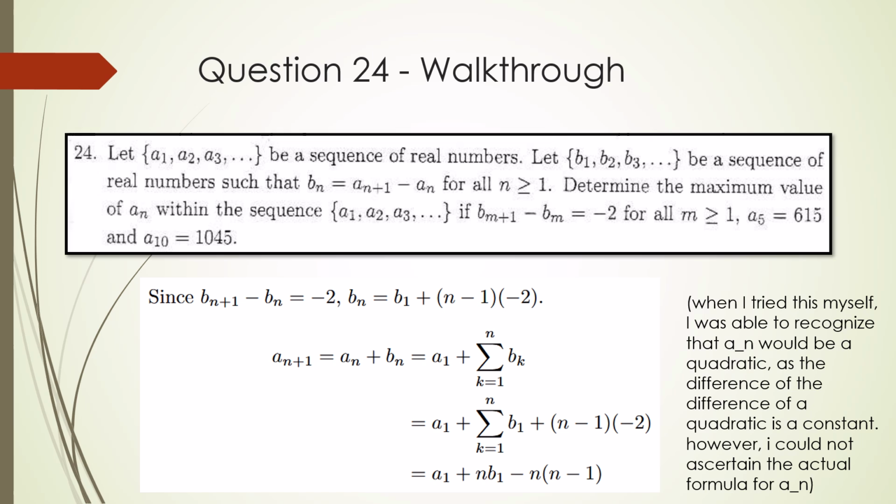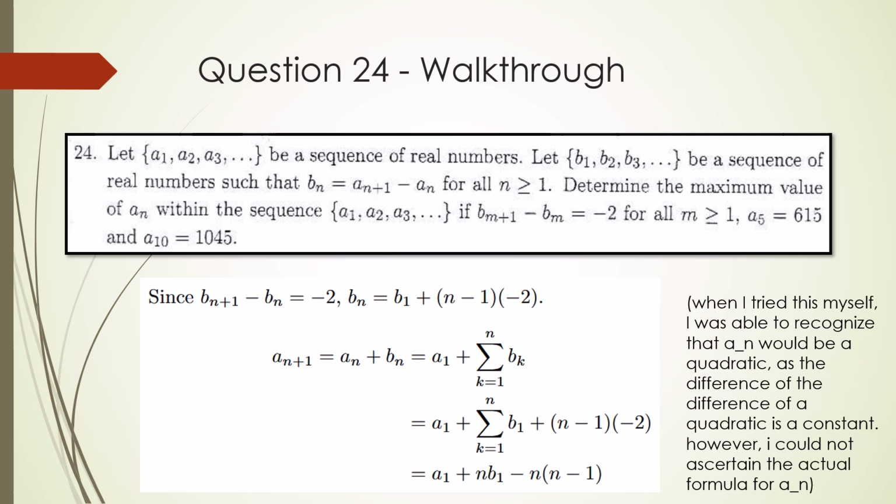Then you go to an plus 1 and you look at the conditions that the question gives you. Bn is equal to an plus 1 minus an. You rewrite it slightly and then you get an plus 1 is equal to an plus bn. And you have a formula for bn that we just got above.